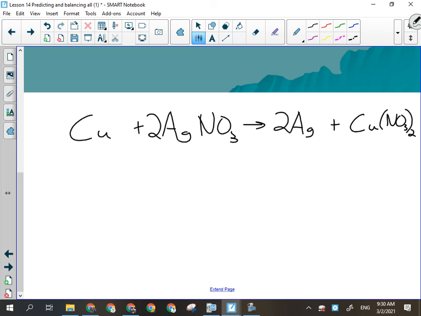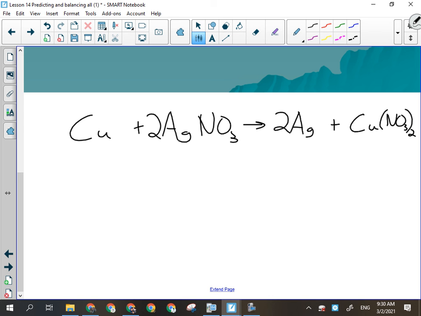What does Ag stand for? Silver. So I take copper and react it with silver nitrate, which is a solution, and I get solid silver. Would that be useful? If you want to make silver, which is far more valuable than copper is. Okay. Now, are you actually making silver? No. You had it to start with.